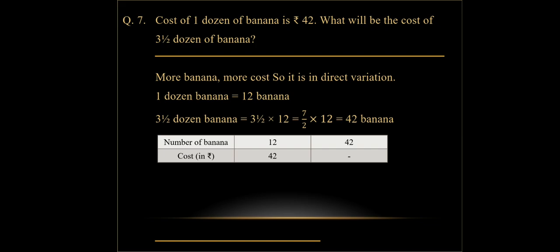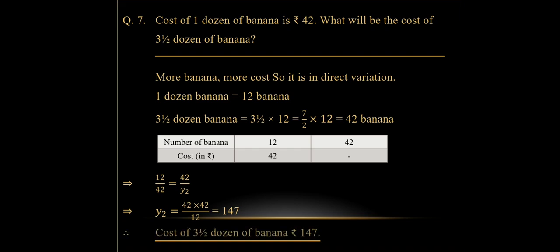It means here you need to find the cost of 42 bananas. So it is also in direct proportion. It means x1 upon y1 equals x2 upon y2. So here 12 upon 42 equals 42 upon y2. So the y2 value is 42 into 42, cross multiplied, divided by 12, equals 147. So the cost of 3.5 dozen bananas is rupees 147.